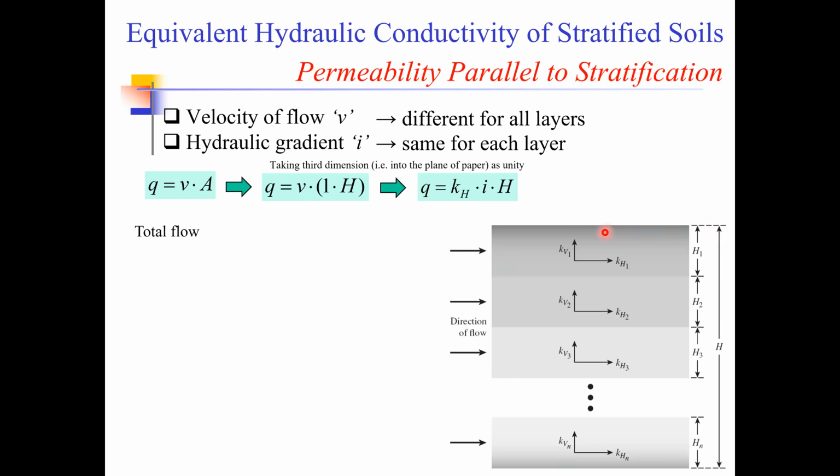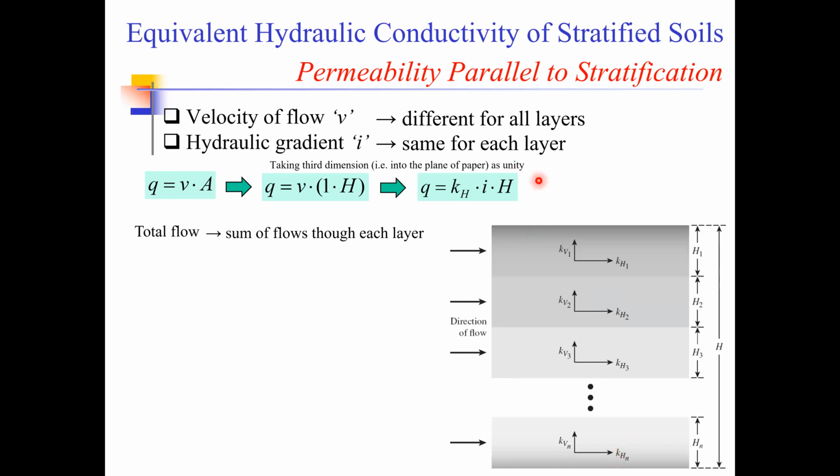Now we know that because of the difference in permeability of each layer, it is possible that there is a different quantity of water flowing through layer 1 and a different quantity of water flowing through layer 2. So if I want to determine the total flow through the entire soil layers, we have to sum up the discharge through each individual layer. So how can we sum up the discharge?